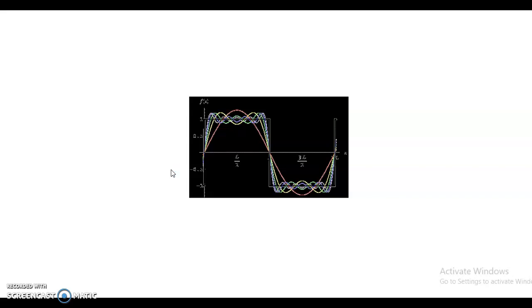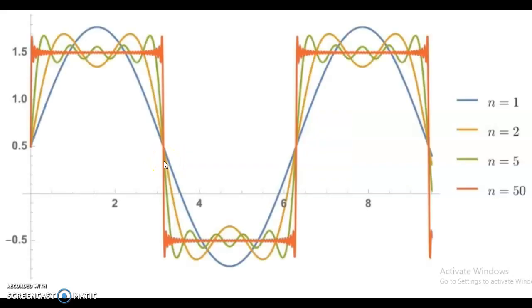But because of some practicalities, we cannot add infinite terms and cannot get the exact result. But we can get a very good approximation by introducing some higher-level harmonics into the system.